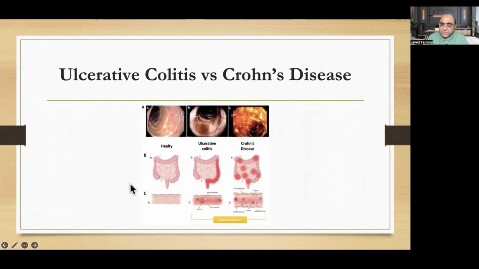Let's proceed further. This is a healthy colon, a normal mucosa with normal vascular pattern. This is ulcerative colitis. Inflammation starts in the rectum, proceeding till the splenic flexure. And what we see here, there are changes in the mucosa as compared to Crohn's colitis. And in Crohn's, this is the patchy appearance.